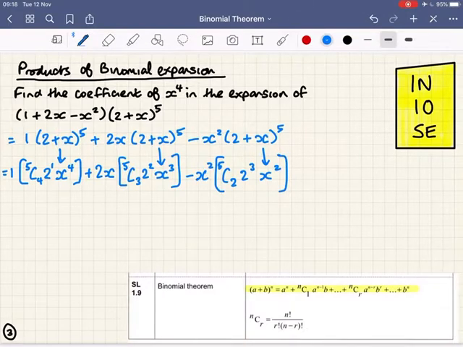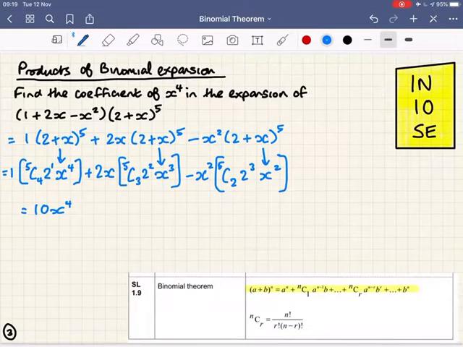Now, that is so much quicker and easier than having to expand absolutely everything out, which is doable, but it just takes up a lot of time. So let's do the maths there. So the first case, 5c4 is 5 times 2 is 10, multiplied by 1. I'm going to end up with 10x to the 4.